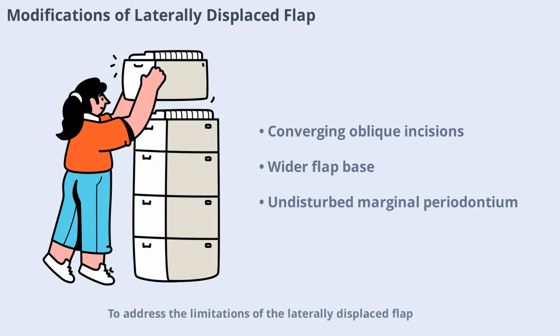To address the limitations of the laterally displaced flap, several modifications have been proposed. One approach involves converging oblique incisions over the recipient's site and a vertical or oblique incision at the distal end of the donor site, making the flap wider at its base. Another modification leaves the marginal periodontium at the donor site undisturbed, reducing the risk of recession and bone resorption. These adjustments enhance the versatility and outcomes of the procedure.